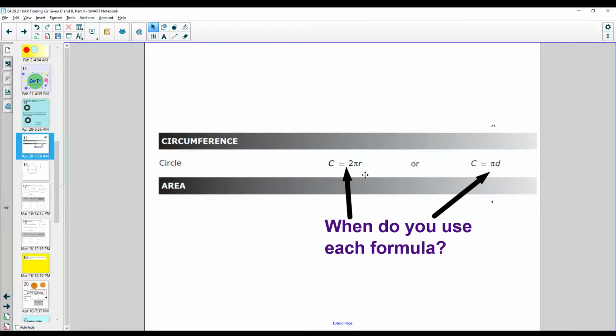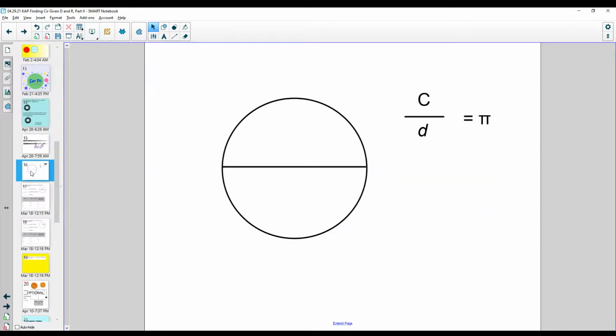If the question is asking you to find the circumference or distance around a circle and they have radius in the question, use the first formula. If the question is about circumference or the distance around a circle and it gave you the diameter, use the second formula. So what is pi?